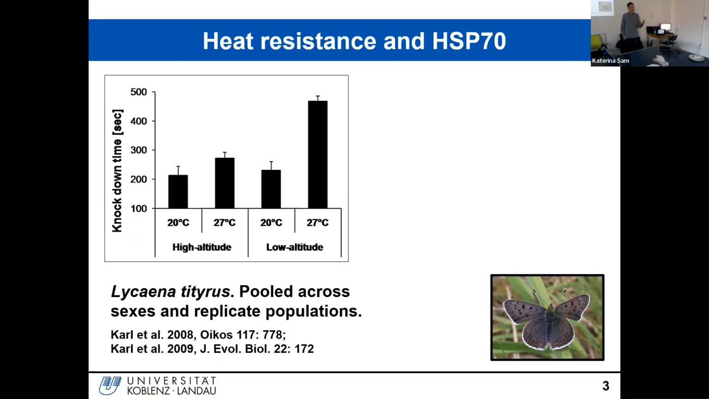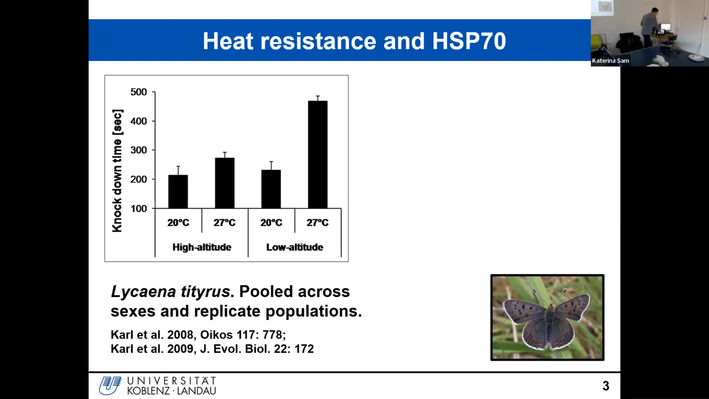So this is a plastic response. If they are exposed to higher temperatures, they get more heat resistance. You can also see, if you compare these two, for instance, the genetic differences. So this is a genetic difference between high and low altitude populations. And what you can see is that the low altitude populations show a higher heat stress resistance.